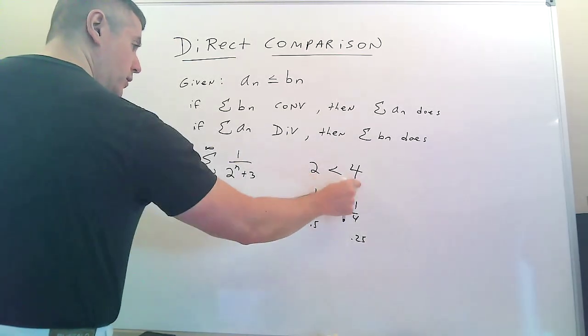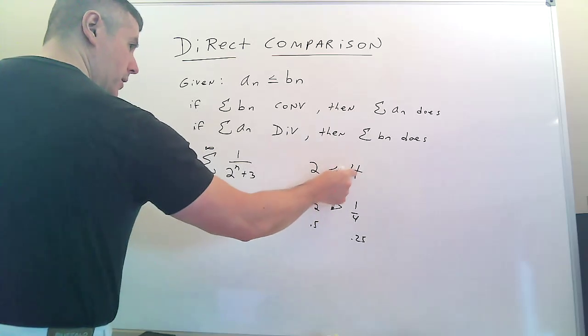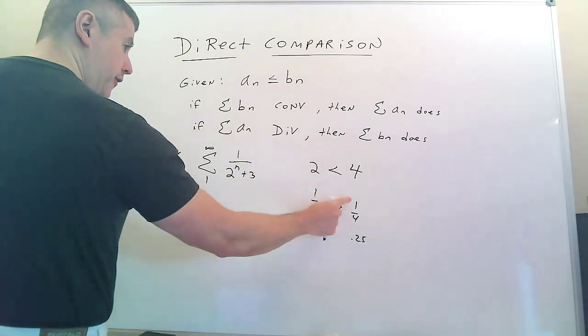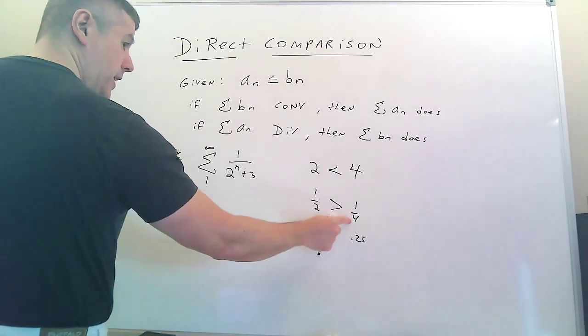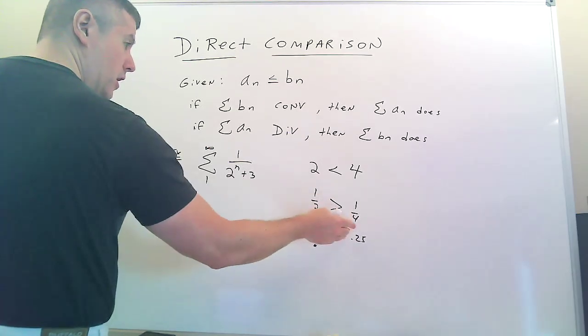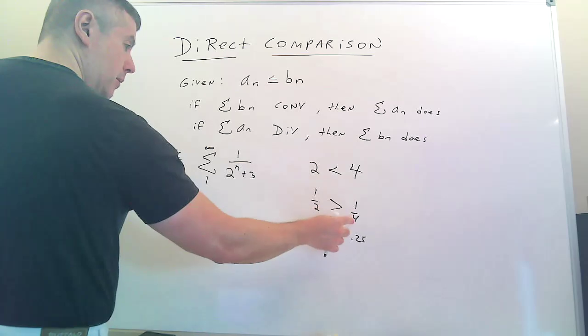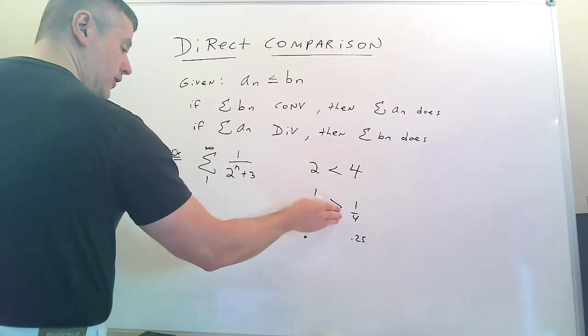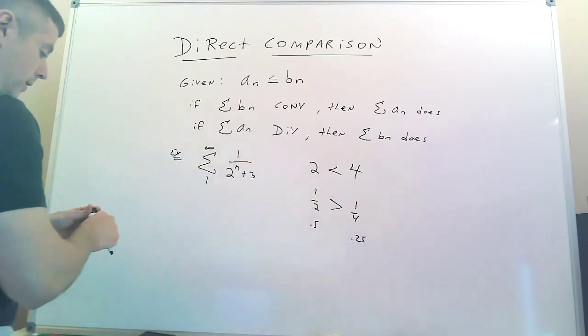So when you start off with the bigger number, right? 4 is bigger than 2, but when you flip them over, the fraction ends up being smaller, right? Because you have the bigger number on the bottom. The fraction with the bigger number on the bottom is always smaller. So that was bigger, but now this is smaller. So flip, flip, flip.